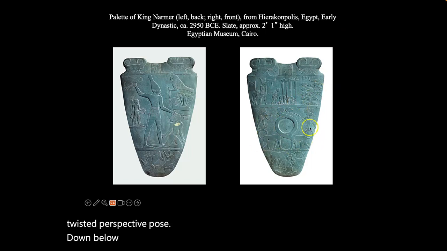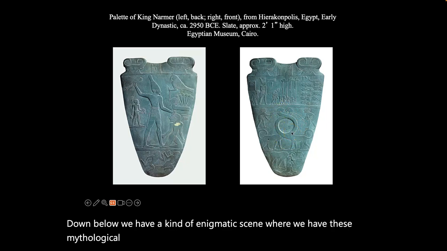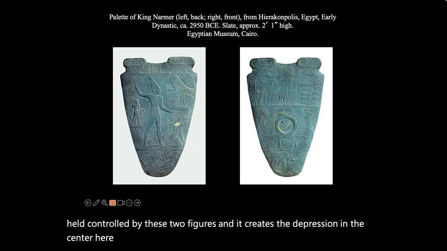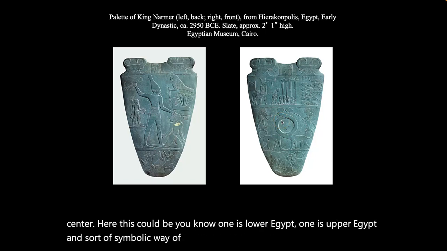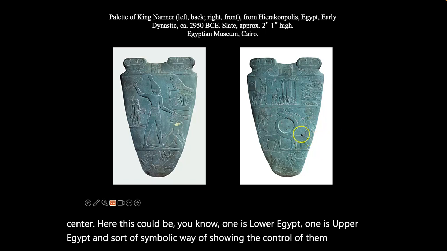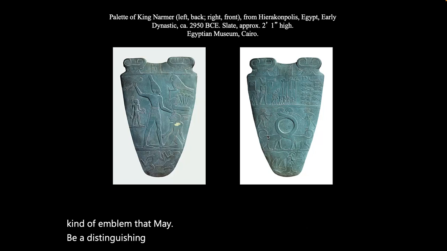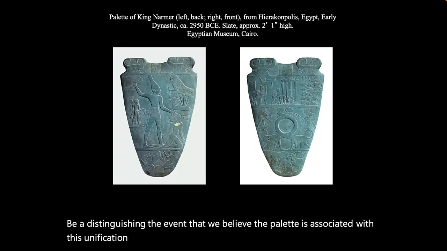Down below, we have a kind of enigmatic scene where we have these mythological animals that are twisting their heads. Their heads are being held, controlled by these two figures, and it creates the depression in the center here. This could be, one is Lower Egypt, one is Upper Egypt, in a sort of symbolic way of showing the control of them together, a kind of emblem that may be distinguishing the event that we believe the palette is associated with, this unification of Upper and Lower Egypt.